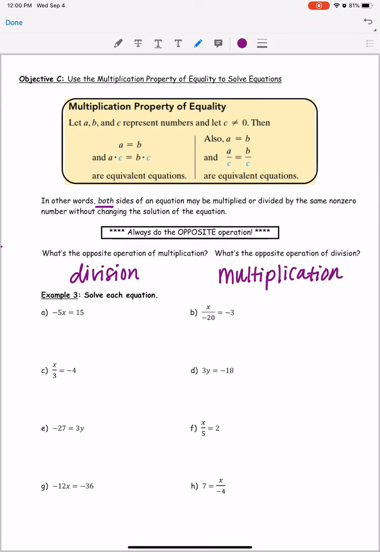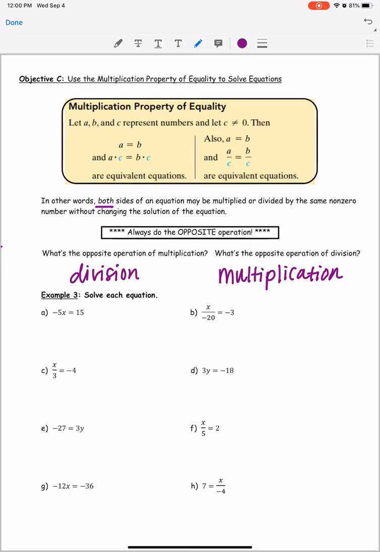Okay, so figure out what's going on with your variable. Is something being multiplied to it? Then divide it. Is something being divided? Then multiply it. Opposite operation. Okay, so on A, solve each equation.